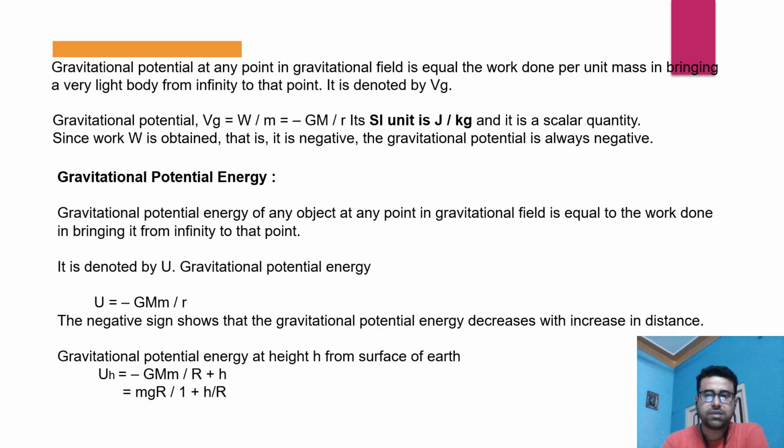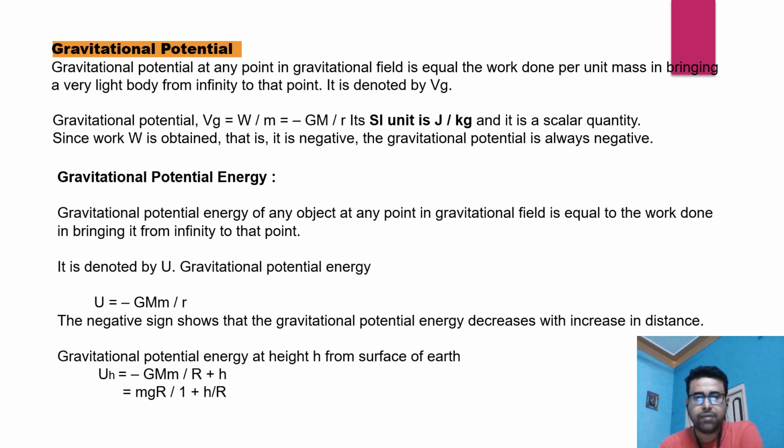Now, what is gravitational potential? Gravitational potential at a point in a gravitational field is equal to the work done per unit mass in bringing a very light object from infinity to that particular point. The value of gravitational potential is W by m, which equals minus GM by r, and the SI unit of gravitational potential is joule per kg, and it's a scalar quantity.